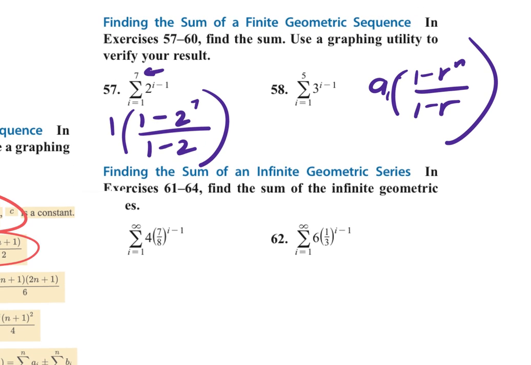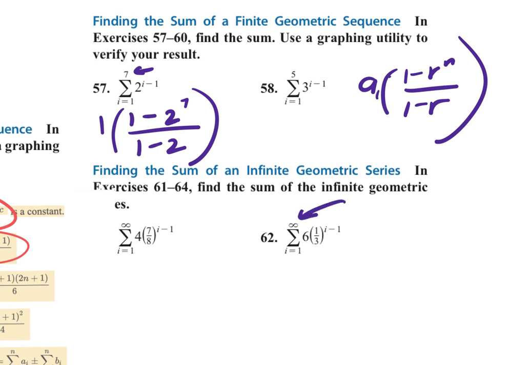And then came your geometric infinite, right? And the infinite, we have to test to see if it can be done. How do I know if it cannot be done? Good. If my absolute value of r is greater than or equal to 1. So this is my r, the thing that's being raised to the power that's less than 1. This is my r that's being raised to the power that's less than 1. So these can both be done.